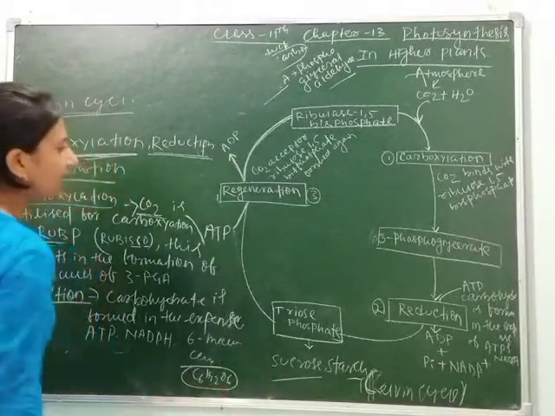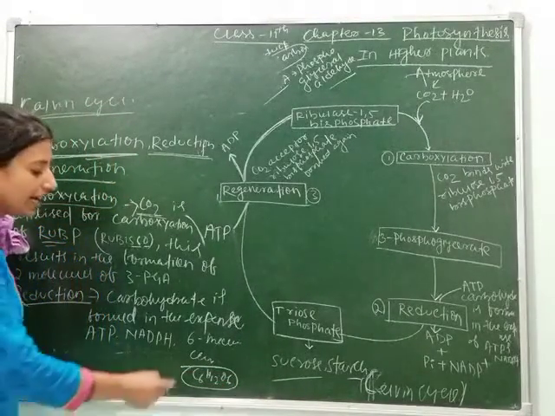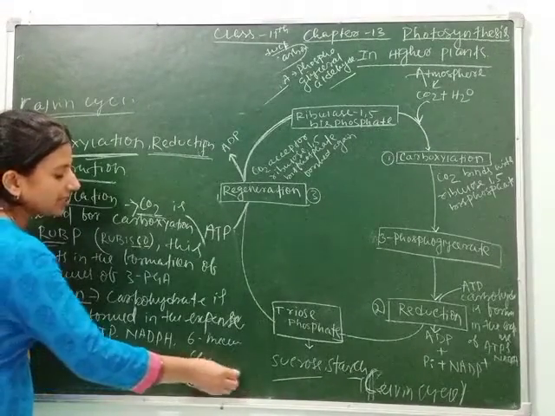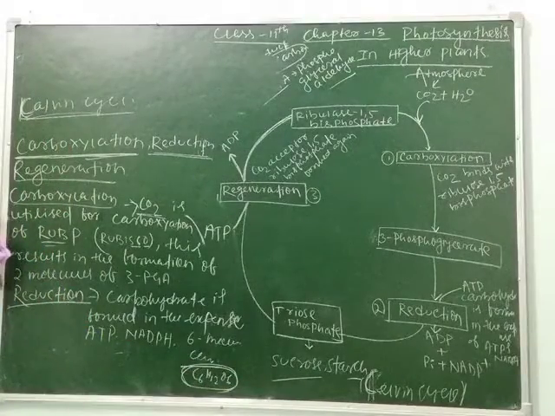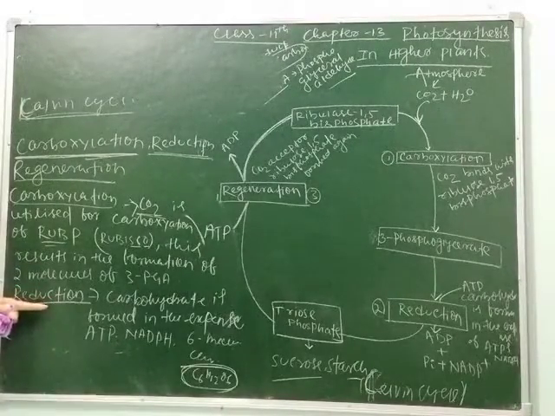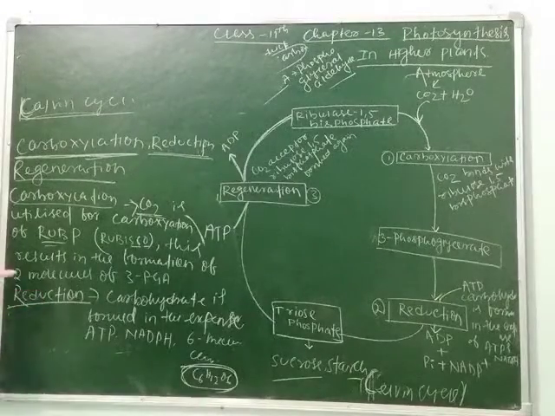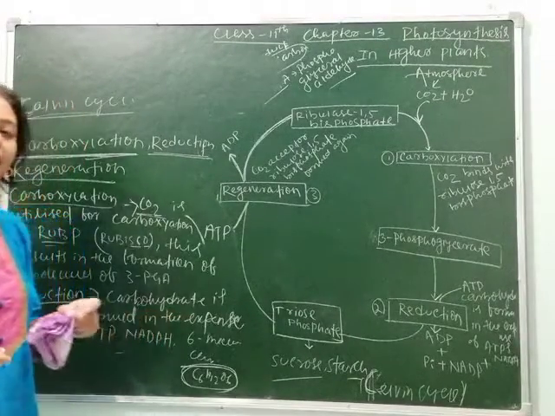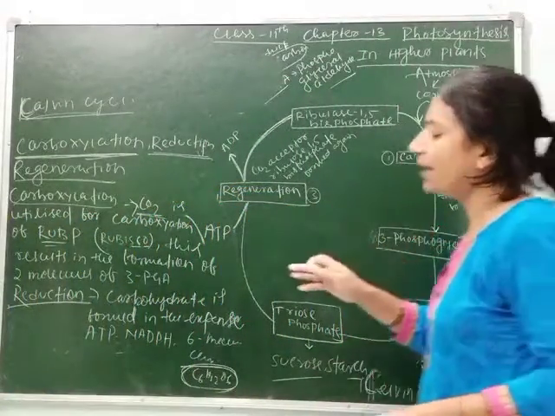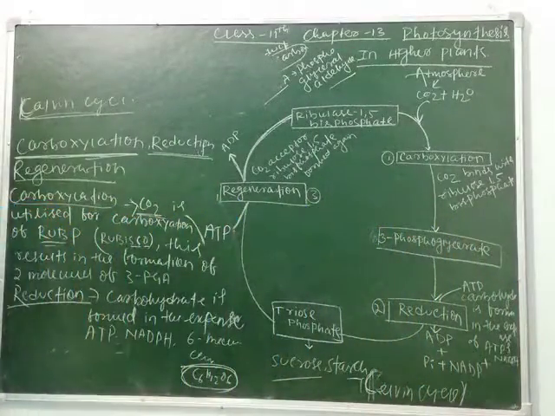And we will understand how many ATPs and how many NADPH are used for fixation of one carbon molecule. So here C6H12O6 is formed. Clear, students? So we can say that for reduction of CO2 molecules, 2 molecules of ATP and 2 molecules of NADPH are utilized. The fixation of 6 molecules of CO2 needs 6 cycles for the production of a glucose. That's why this is called reduction.